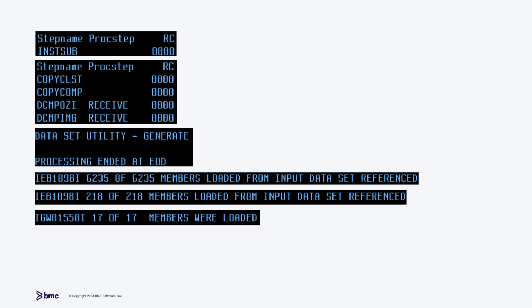Once the job completes, check the sysout for the following messages to ensure the job completed successfully. Please note that the number of members loaded as listed in the last 3 messages on this page may change from one release of the installation system to another. The important thing is that all of the members are loaded.